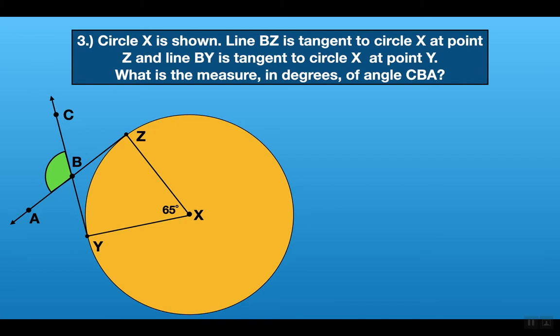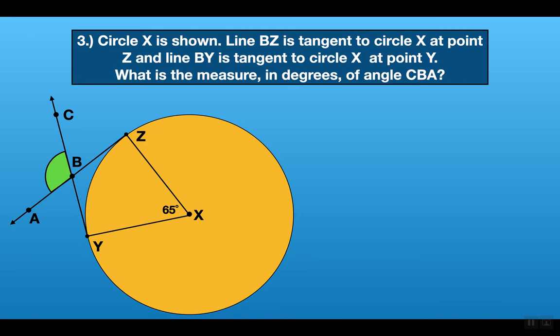In case you forgot what tangent means, a tangent is a line that intersects the circle at exactly one point. Line BZ is tangent to the circle because it only intersects the circle at point Z. And the other line, line BY, is tangent to the circle because it only intersects the circle at point Y. Okay, now let's get to answering this question.